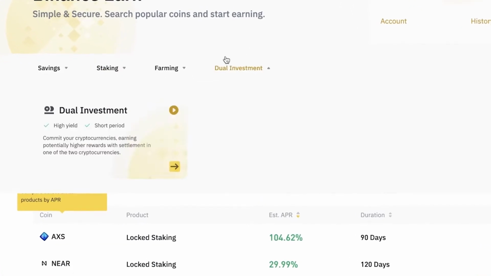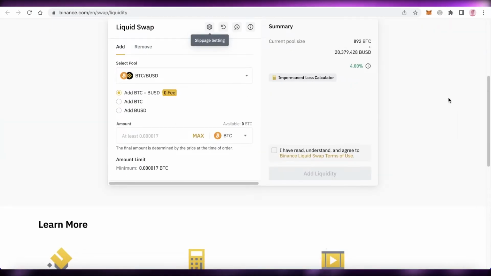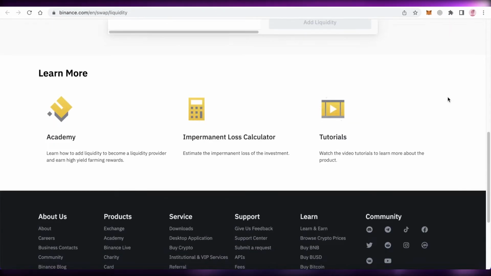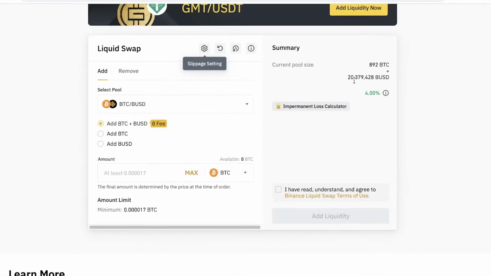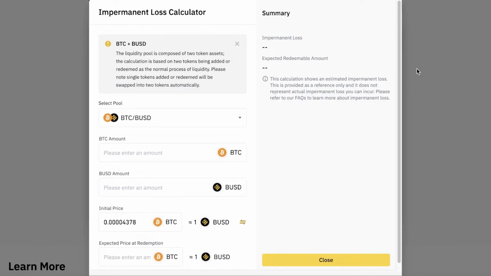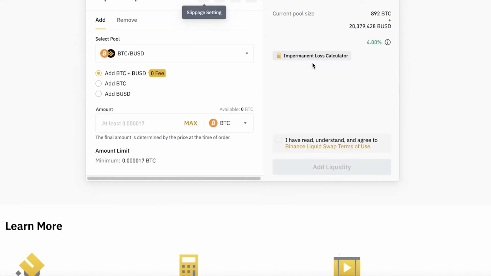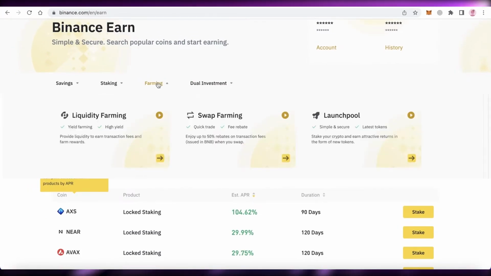And then if we take a look at farming, so you have liquidity farming, where you can add liquidity to a pool and do a liquid swap as well, where you're going to be able to have an impermanent loss calculator and an overall summary of your token pool, where the two tokens are going to be added or redeemed, as the normal process of liquidity, and your coins that you add, you can add them to the liquidity pool and later on receive interest. Now this is also another simple way to earn. It has super safe yields, and you do have a longer time period for the higher yields.